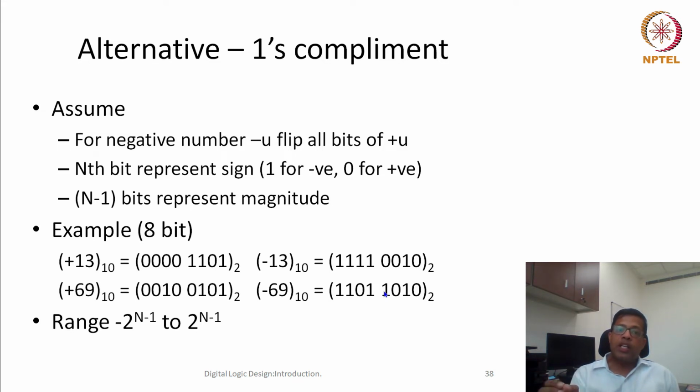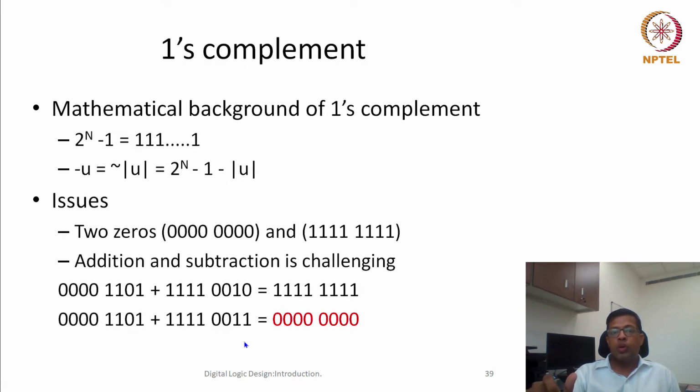And because I can represent n-1 bits of magnitude, the range of the numbers would be minus (2 to the power n-1 minus 1) to plus (2 to the power n-1 minus 1). So for example, if it is an 8-bit number, I can represent minus 127 to 127. So this is the range of numbers I can represent. Here also we see that we have two zeros.